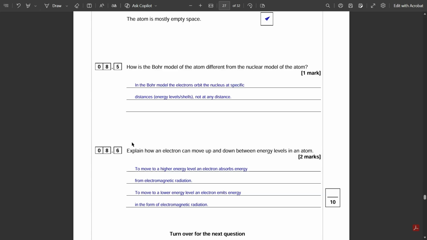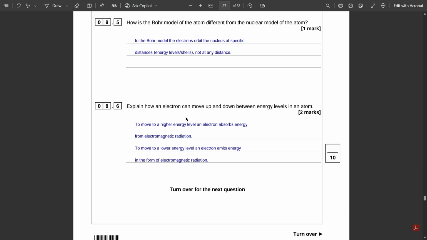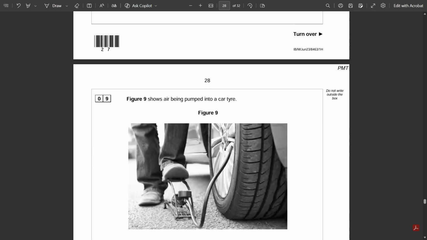And then for question 8.5, how is the Bohr model of the atom different from the nuclear model of the atom? Well, in the Bohr model, the electrons orbit the nucleus at specific distances, or energy levels or shells, as you may have heard of them in chemistry or other sections of physics, and not at any distance. And then we're asked to explain how an electron can move up and down between energy levels in an atom. To move to a higher energy level, an electron must absorb energy from electromagnetic radiation. And to move to a lower energy level, an electron emits energy in the form of electromagnetic radiation.